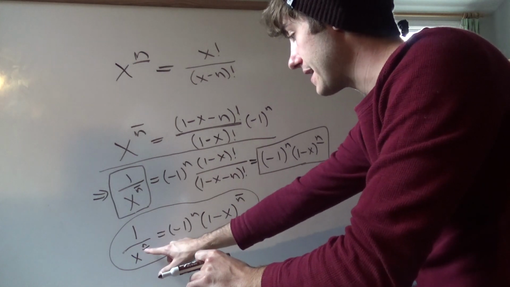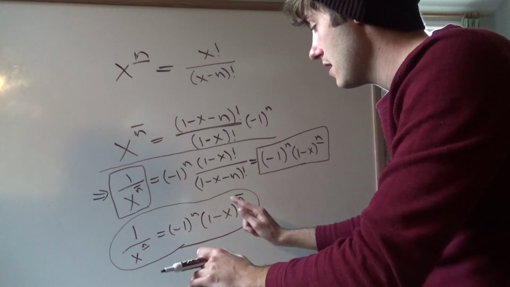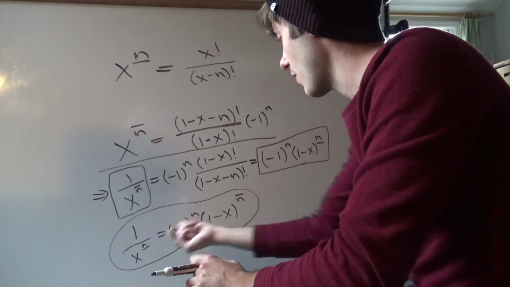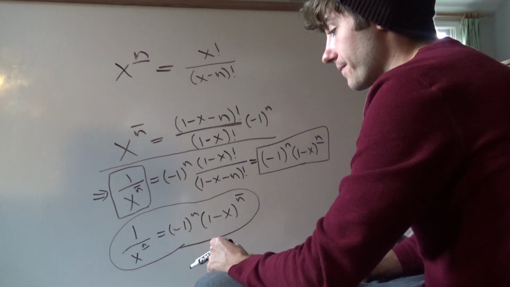So 1 over the nth falling factorial of x is equal to the nth power of negative 1 times the nth rising factorial of 1 minus x. You can then exchange the rising and falling factorials for the same relationship in that way.